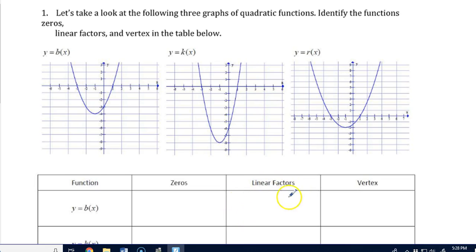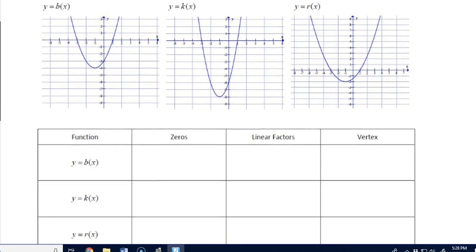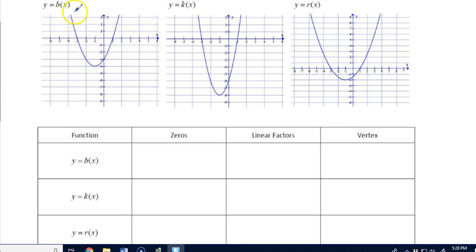All right. If you're not sure about the linear factors just yet, you can leave that part blank, but fill out the zeros and the vertex, and then play the recording when you're ready. Okay, so hopefully we're able to make some headway with B, K, and R. Those are the names we give for our functions here: y equals R of x, K of x, and B of x, so that we can identify them.